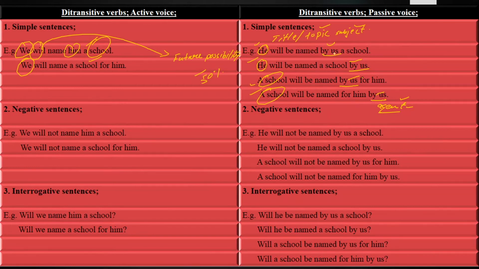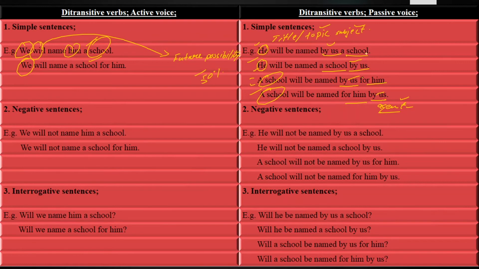So these are the ways: if you bring the indirect object in the place of subject, "by us" comes at the beginning, "a school" at the end, or "a school" at the beginning, "by us" at the end. In the same way we have the third and fourth way: "a school", when you bring it in the third and fourth sentence in place of subject. So keep in your mind, "by us" comes at the beginning, "for him" at the end, or "for him" at the beginning, "by us" at the end. So sentences will be made in this way.